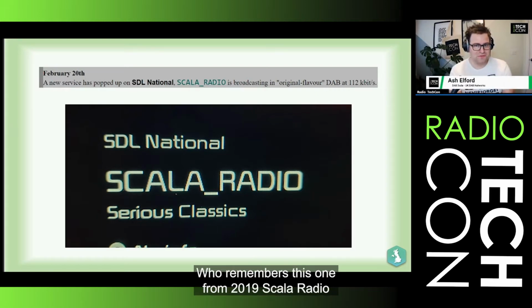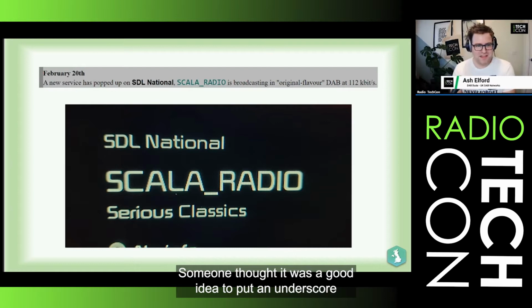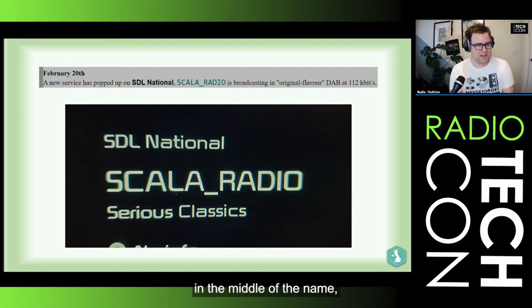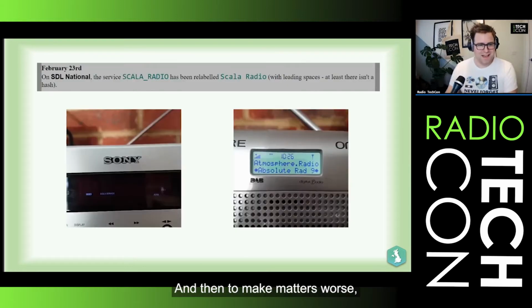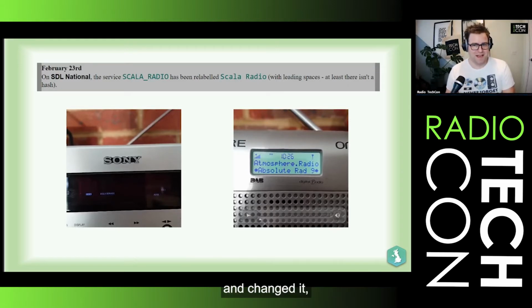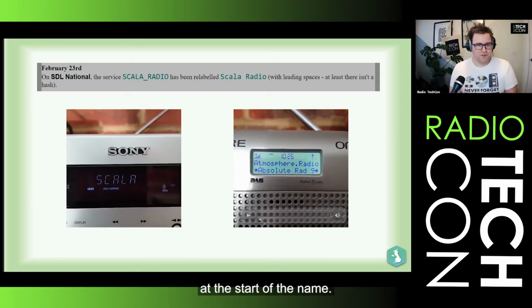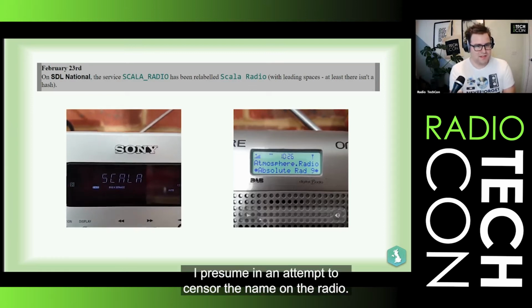Who remembers this one from 2019, Scala Radio on the Sound Digital Multiplex? Someone thought it was a good idea to put an underscore in the middle of the name, and lo and behold, an underscore is what the radio displayed. And then to make matters worse, three days later, someone realised that mistake and changed it. Or like I say, it might have been an editorial decision, who knows. But then they put two leading spaces at the start of the name, I presume in an attempt to censor the name on the radio.